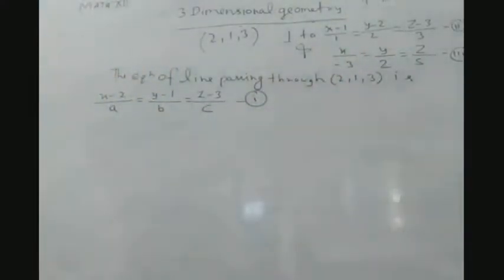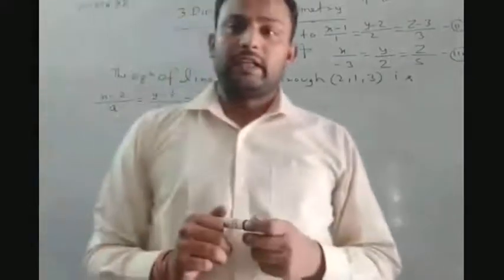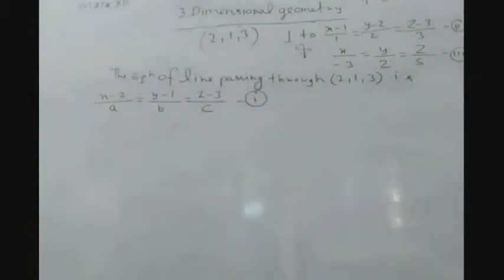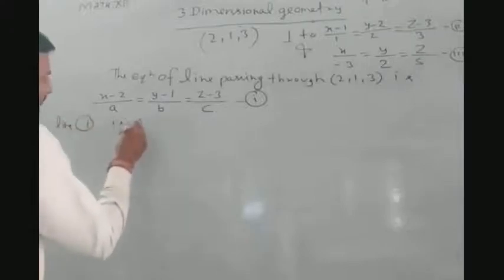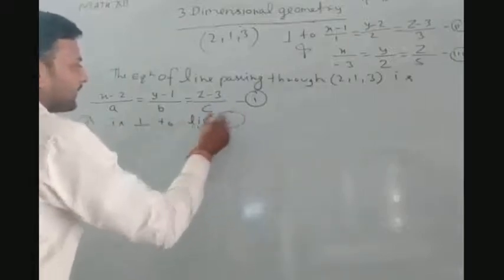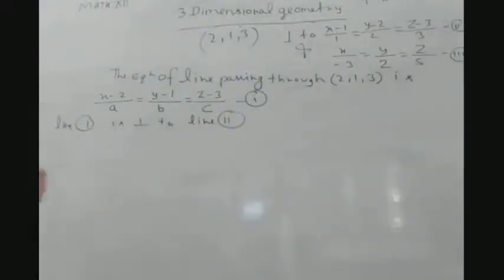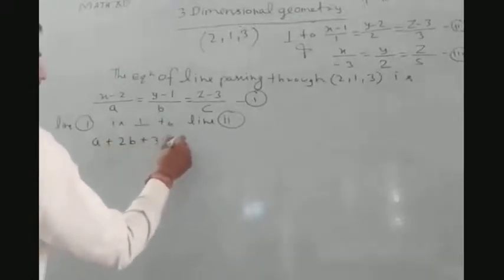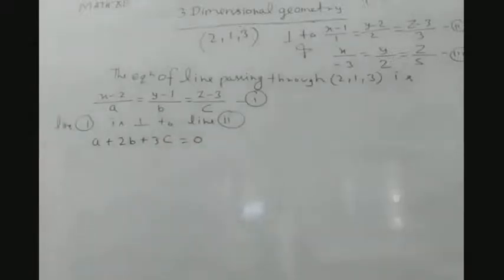If two lines are perpendicular to each other, then we know the condition a1 a2 plus b1 b2 plus c1 c2 is 0. So we write here, since line 1 is perpendicular to the second line, we write a plus 2b plus 3c is equal to 0. Now this line 1 is again perpendicular to line 3, so we will write what?